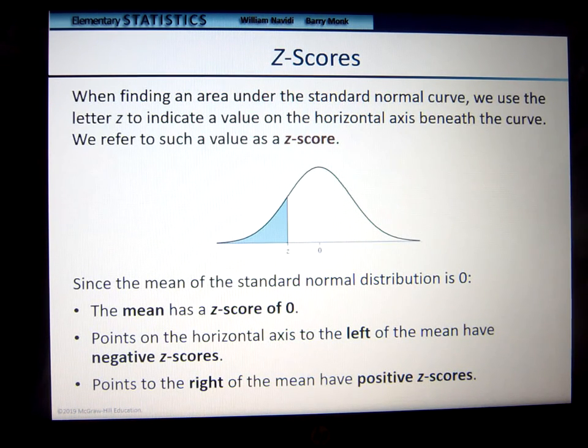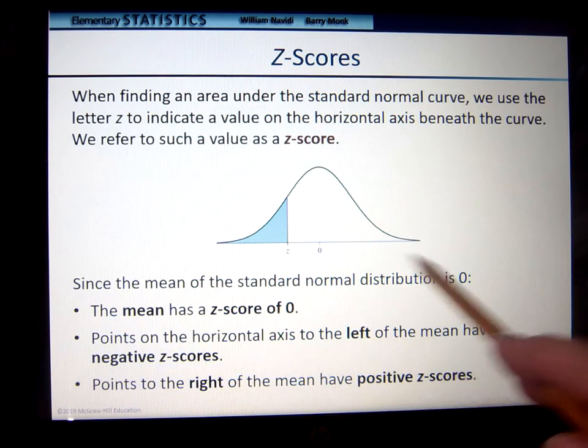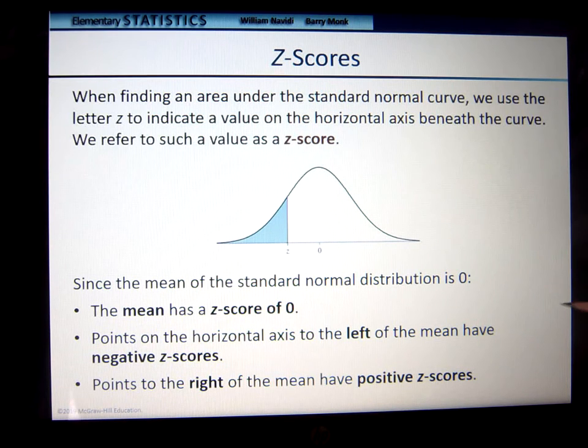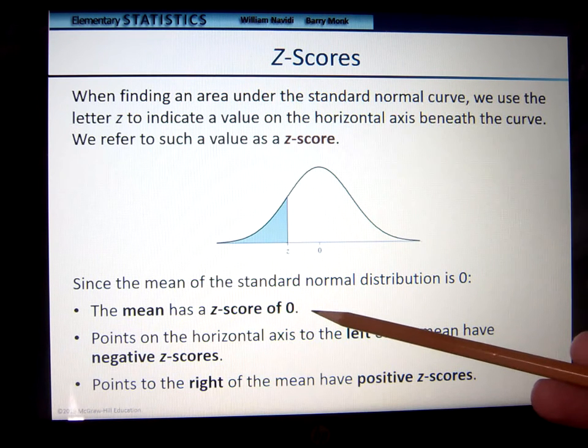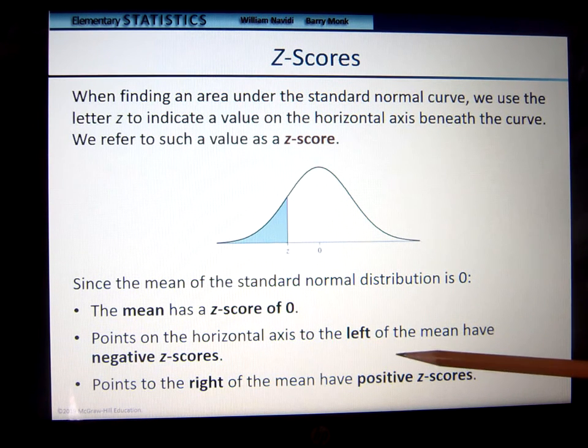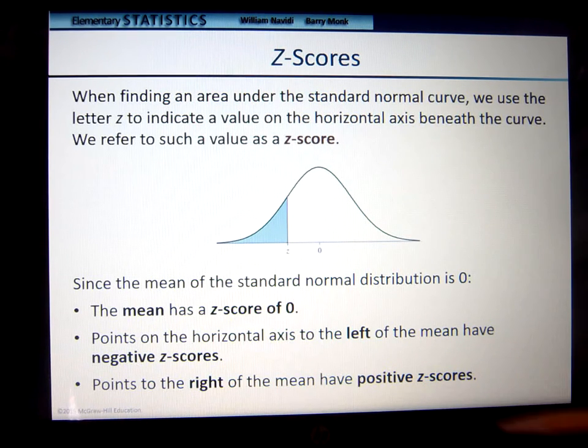When finding the area under a standard normal curve, we use the letter Z to indicate the value on the horizontal axis beneath the curve. We refer to this value as the Z-score. Since the mean in the standard normal distribution is 0, the mean has a Z-score of 0. Points on the horizontal axis to the left of the mean have negative Z-scores, and points to the right of the mean have positive Z-scores.